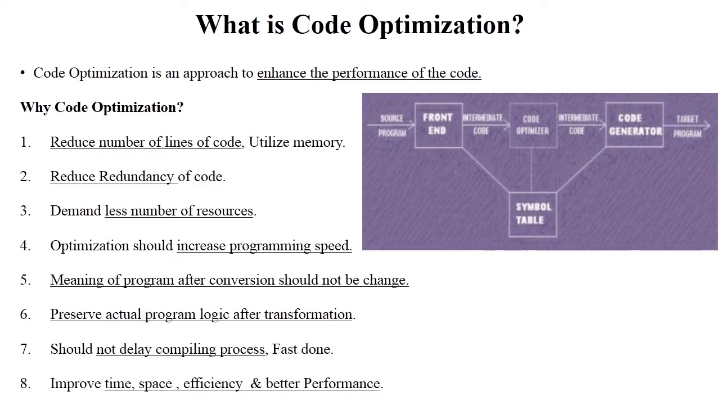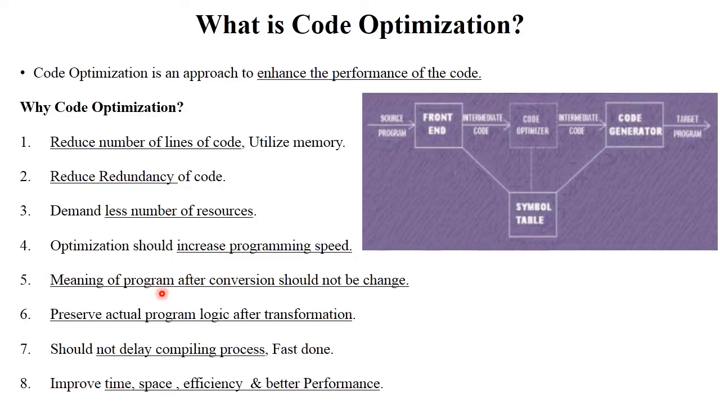By using code optimization, it reduces the number of lines in your code, so it utilizes memory. It also reduces duplication or redundancy of your code. It demands fewer resources, and code optimization also increases program speed.